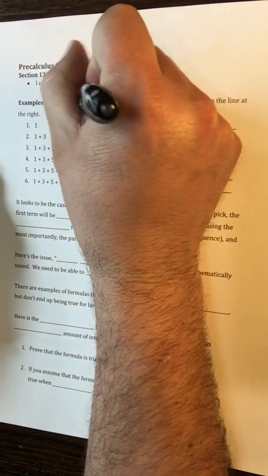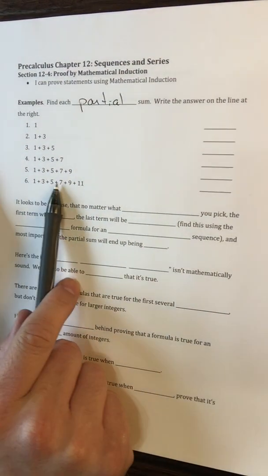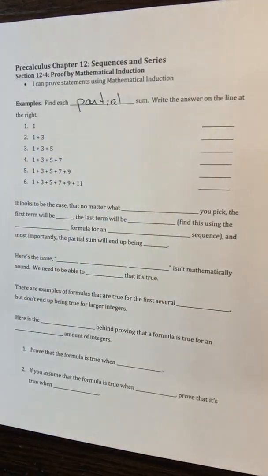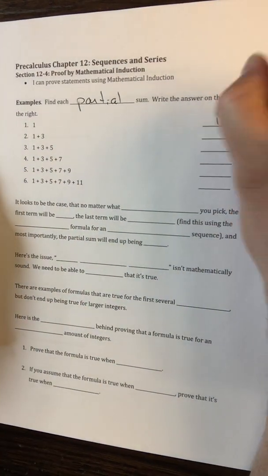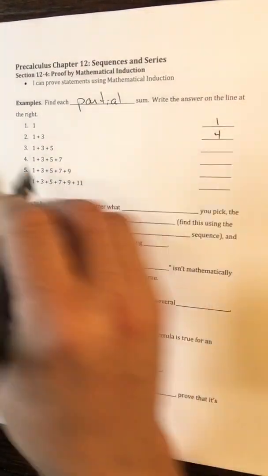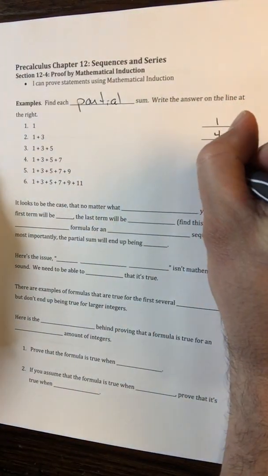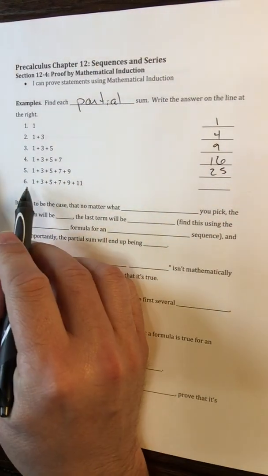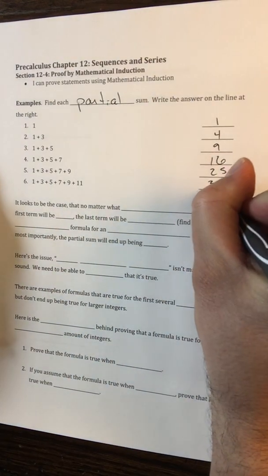Find each partial sum. A partial sum means I'm not going to get the infinite amount of terms. I'm just going to cut it off at a certain amount. That's what a partial sum means. So I hope you trust me that I know how to add. This first one is 1. The second one is 4. The third one is 9. This one is 16. This one is 25. And this one goes 36.